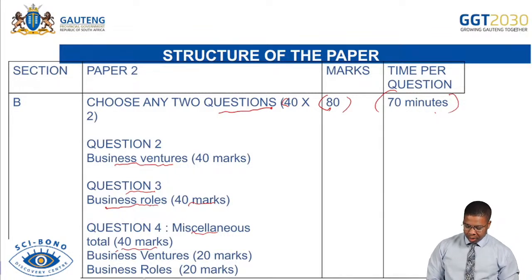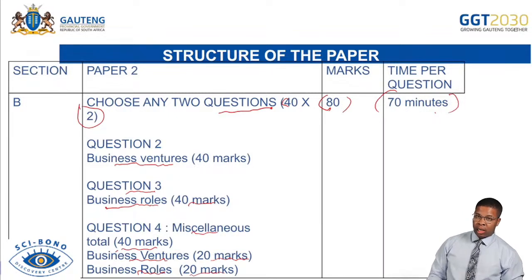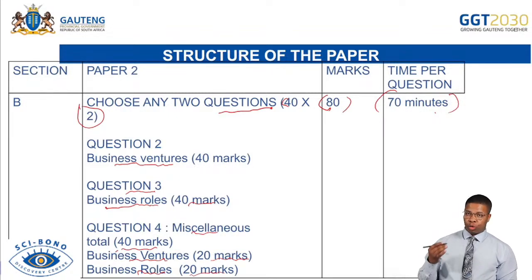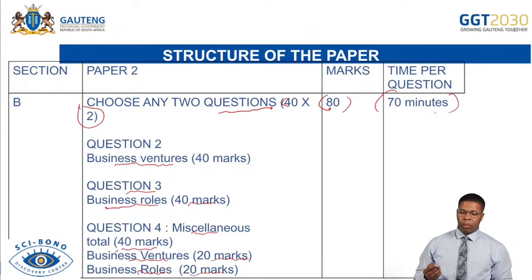And what do we mean by miscellaneous? We mean the combination of business role and business venture assessed together, where 20 marks is allocated to business venture and 20 marks is allocated to business roles. So that is your question 4 over there. And remember, you are expected to choose only 2 questions in your section B. This is your question 2, 3, and 4. So you can choose 2 and 3, or 2 and 4, or 3 and 4. So it depends on you.